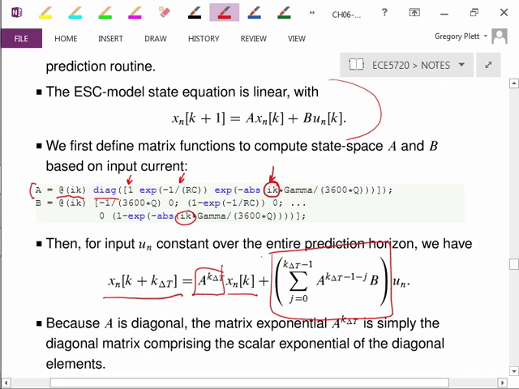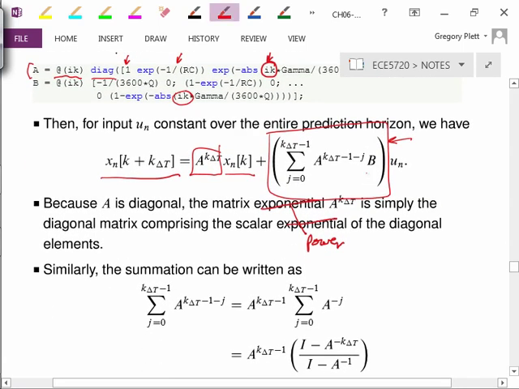The A matrix in our case is diagonal. Look at it. It's diagonal there. So the matrix exponential is simply the diagonal matrix comprising the scalar exponential of the diagonal elements. So that's easy. Maybe I should say power, matrix power, because matrix exponential does have a slightly different meaning technically. So the left term is easy, but this term on the right needs some closer inspection.